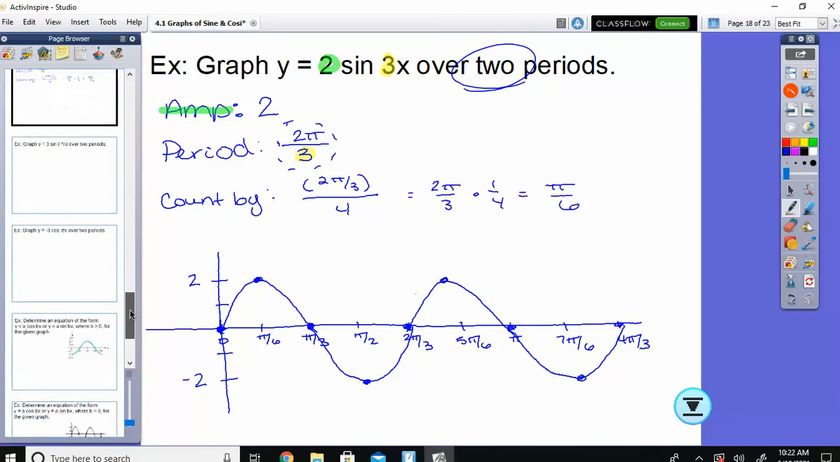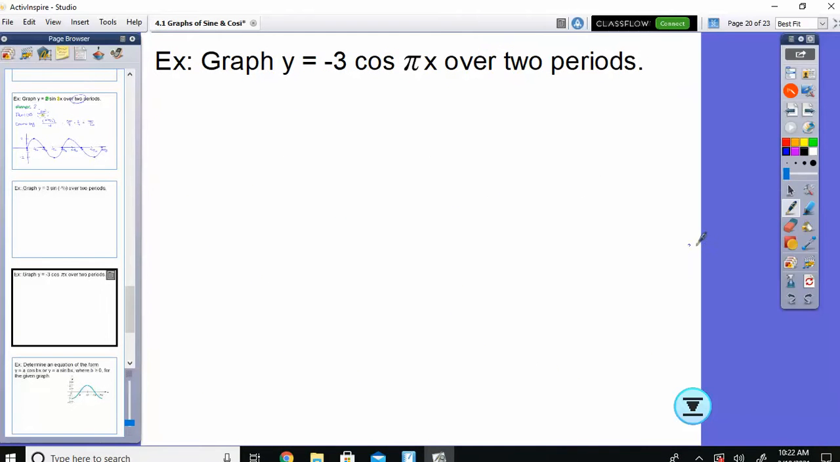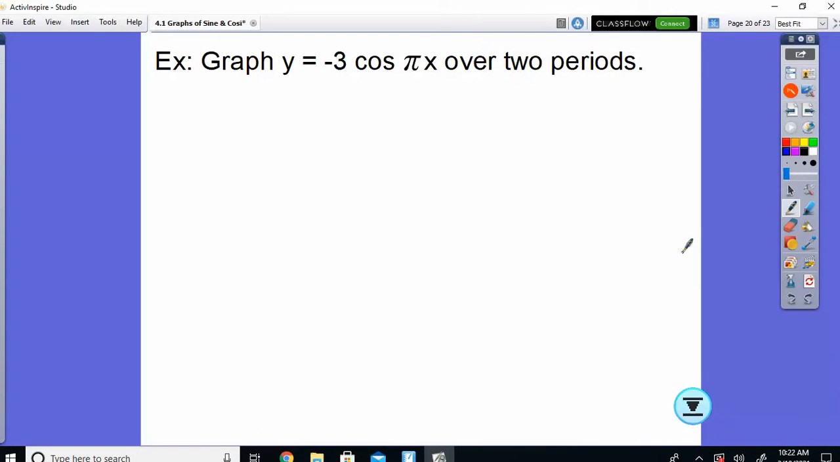Let's do a cosine. y equals negative 3 cosine of pi x.